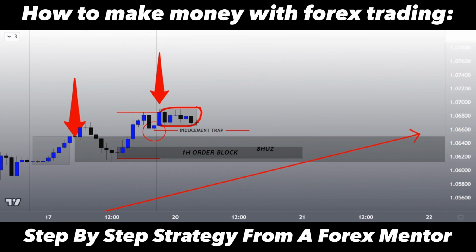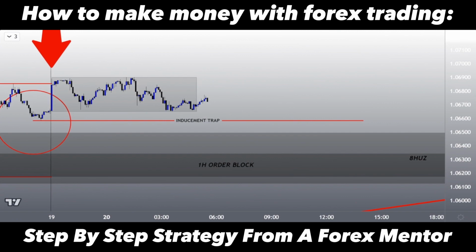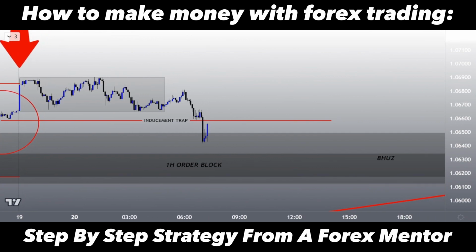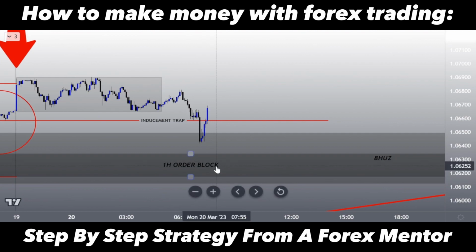Now we're dropping down to 5M. So now on 5M, we are waiting for the price to reach not just our 8-hour unmitigated zone, but also to reach our 1H order block.